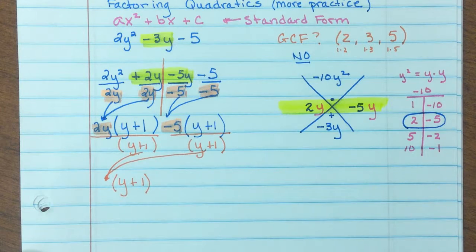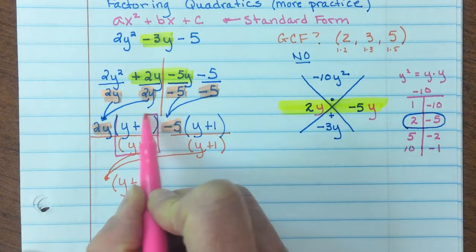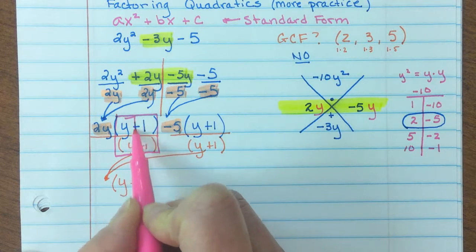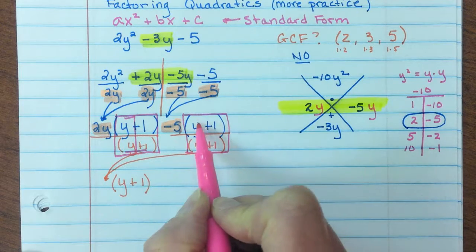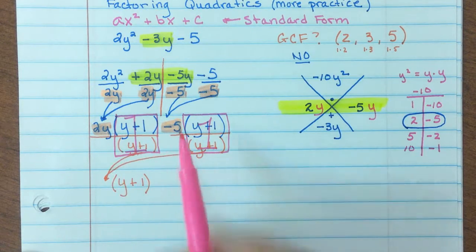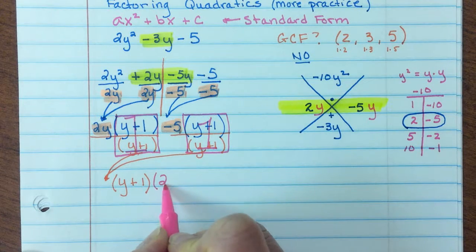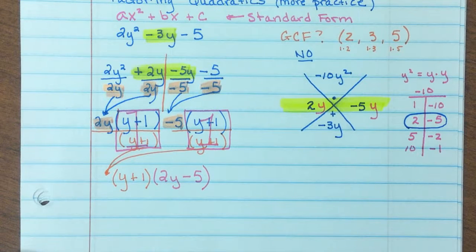Well, let's do it like this. I know that y plus 1 divided by y plus 1 divides out to 1. And that divides out to 1 when I divide. It's the same number divided by itself. So that leaves me with 2y minus 5. Those are my factors.